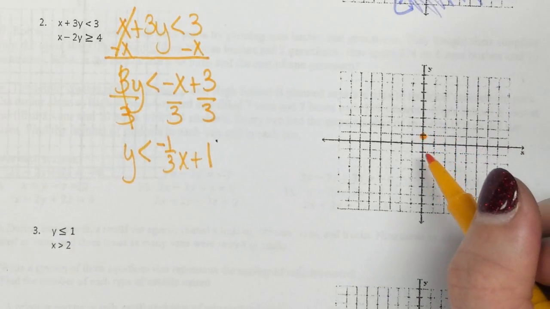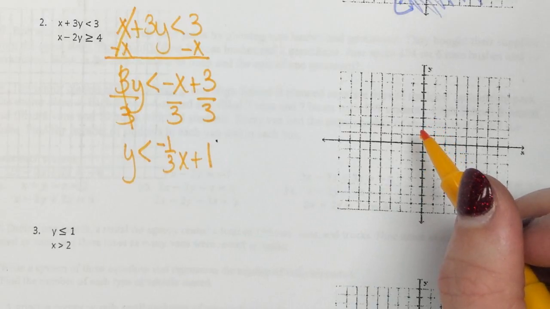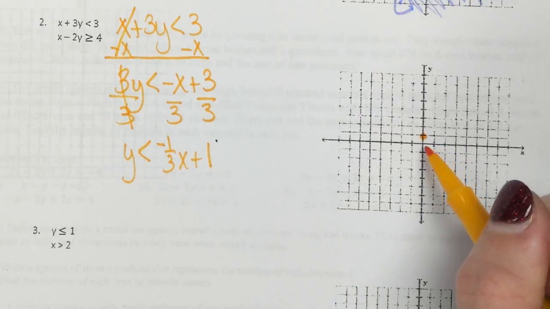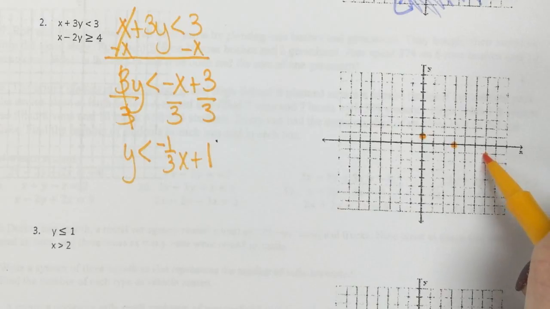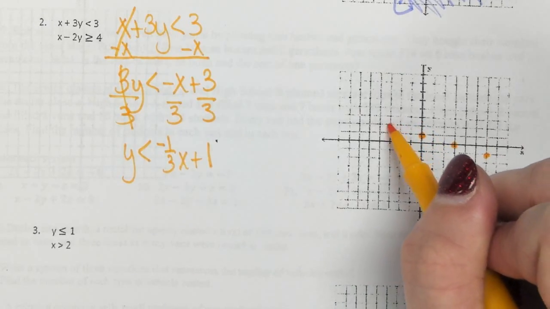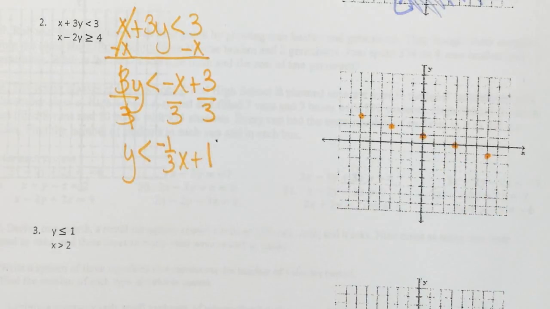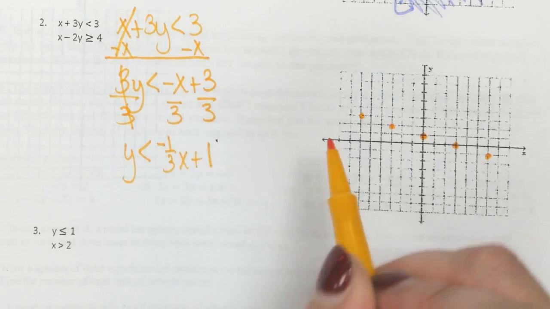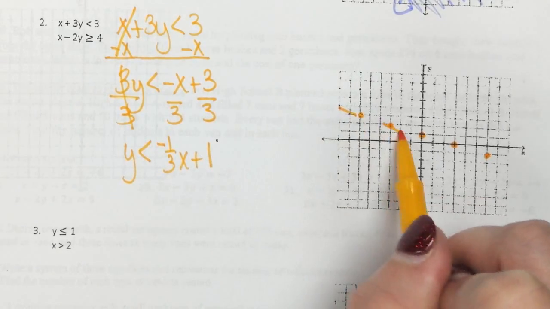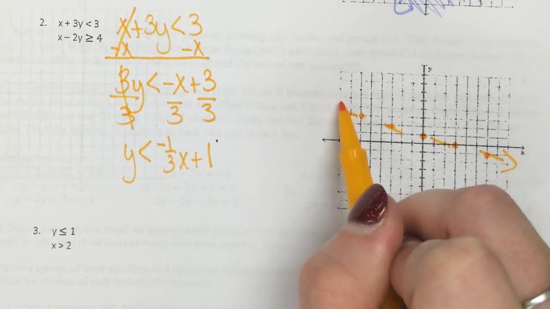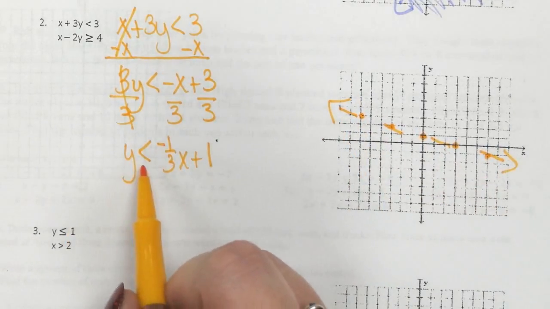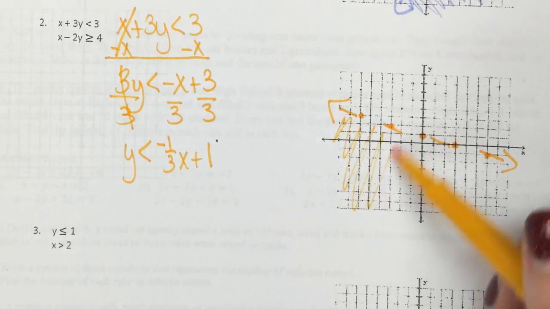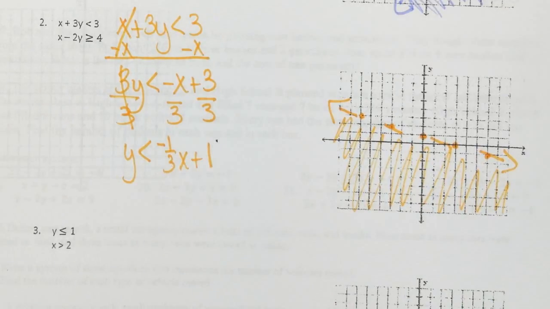All right, so we're going to go up 1 for our y-intercept. And then we go down 1 and right 3. Or we could go up 1 and left 3. Now, because it has this less than sign, what kind of line does it get? A dotted. Very good. And because it has a less than, we have to shade. Where does the less than shade? Down. Very good. Not too dark, though, because you still have to shade another one.